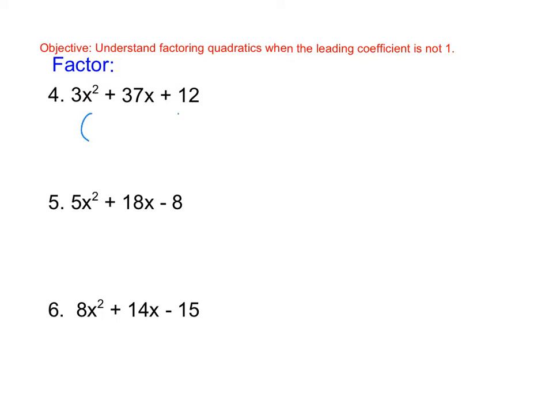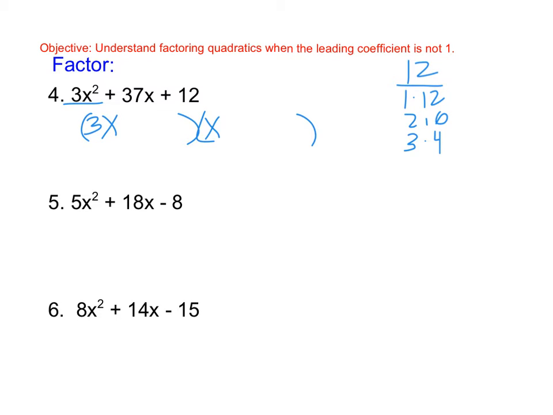All right, you might want to use an eraser. So I have 3x and x, right? Because 3x times x gives me my x squared. Now here's the thing. We need to put the 12. We have a lot of options for those other two spots. We have things that need to multiply to 12. So it could be 1 and 12, 2 and 6, or 3 and 4.